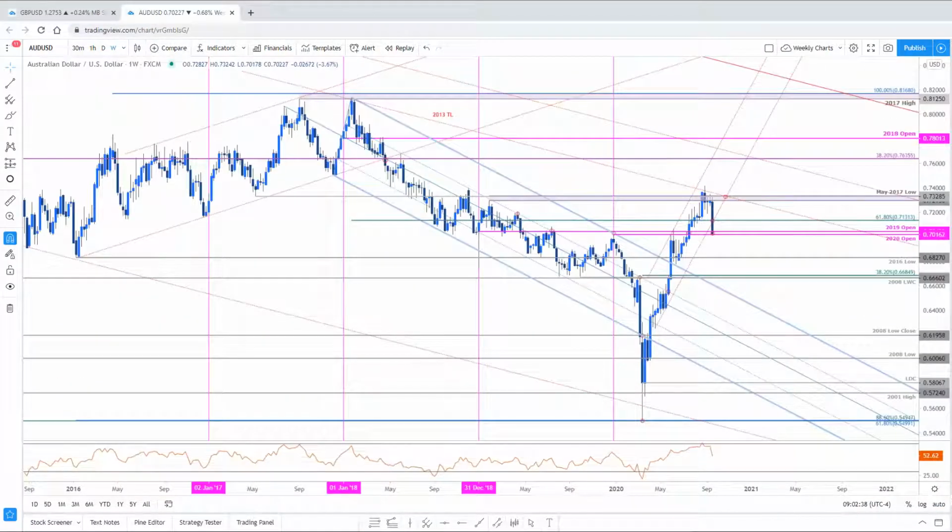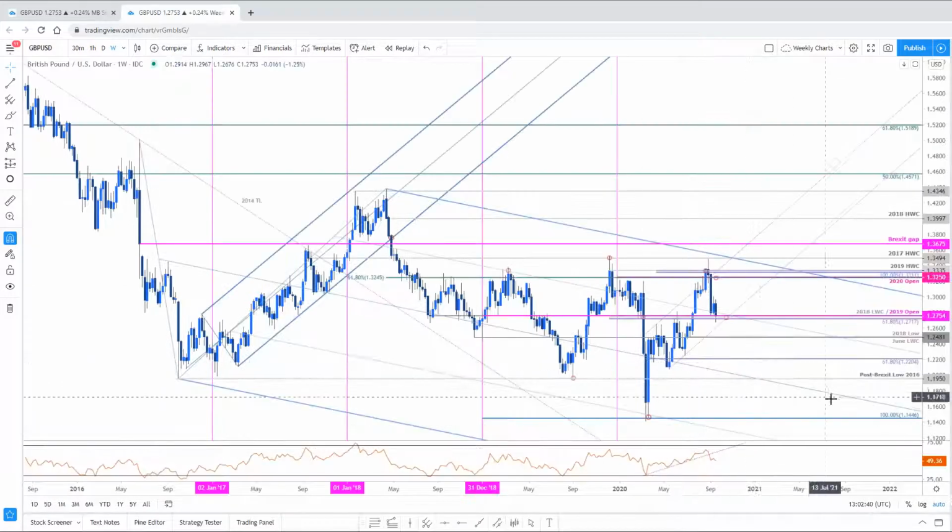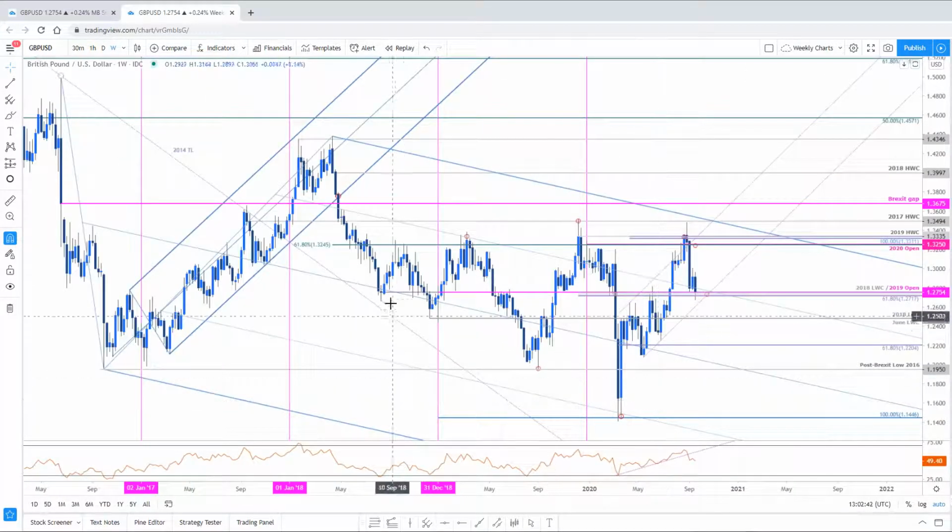Here's sterling on the weekly charts. You're looking at the 2018 low week close. You're looking at the 2019 yearly open. You're looking at the 618 retracement of the December decline. We're still in that range, mind you. We haven't broken that high. And you see a clear and objective lateral pivot in price going all the way back to 2016. Okay, it's an important zone.